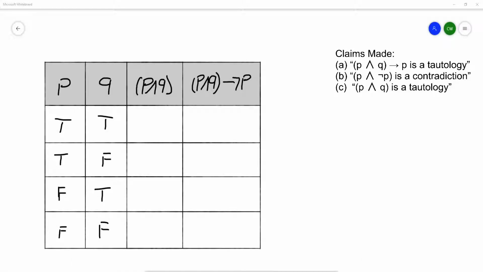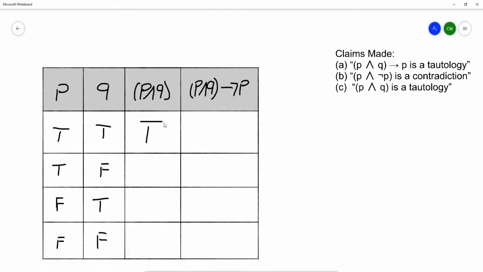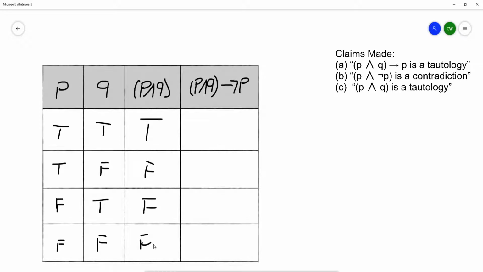For the first claim, we're trying to prove that P and Q implying P is a tautology. So we'll find out P and Q first. So true and true is a true. Just a second, sorry, my pen's interacting weird. There we go, that's better. True and false is a false. False and true is a false. And finally, false and false is a false.